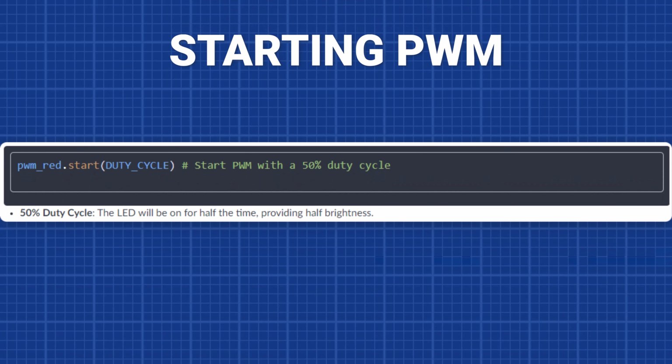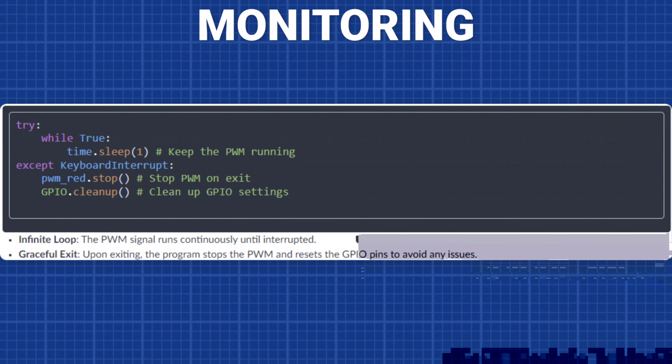To light up the red LED at half brightness, we start the PWM with a 50% duty cycle. The start method begins the PWM signal, with the duty cycle determining how long the LED stays on during each cycle. In this case, we've set the duty cycle to 50%, meaning the LED will be on for half of the time and off for half of the time. This results in the LED appearing dimmer than when it's fully on because it's only receiving power for part of each cycle. The program is running inside an infinite loop, meaning it will keep executing until we manually stop it.